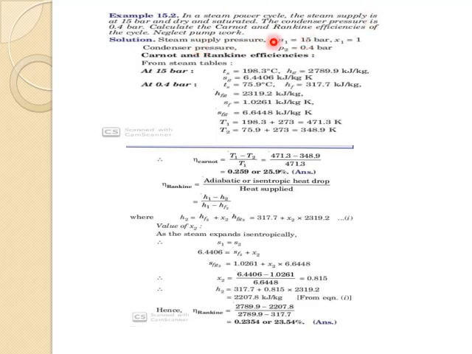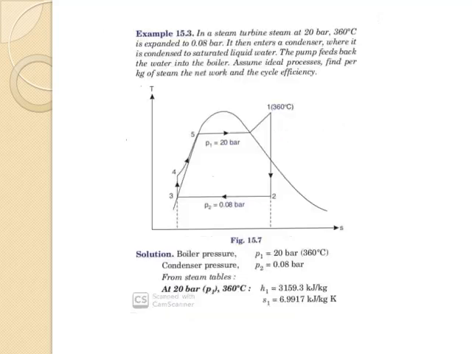Calculate the Carnot and Rankine cycle efficiency neglecting the pump work. See, this is the question and the solution is also given here. Please go through the solution, and if you get any doubt, please get back to me. We have one more problem on Rankine cycle.